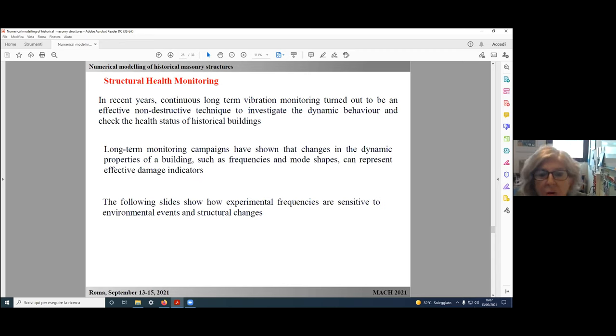In recent years, continuous long-term vibration monitoring turned out to be an effective non-destructive technique to investigate the dynamic behavior and check the health status of historical buildings. Long-term monitoring campaigns have shown that the changes in the dynamic properties of a building, I mean frequencies and modal shapes, can represent effective damage indicators. The following three slides show how experimental frequencies are sensitive to environmental events and structural changes.